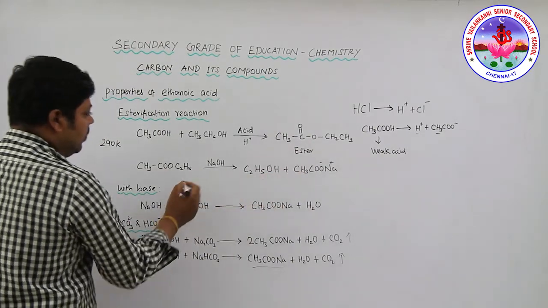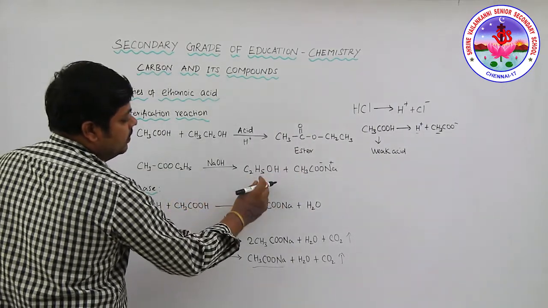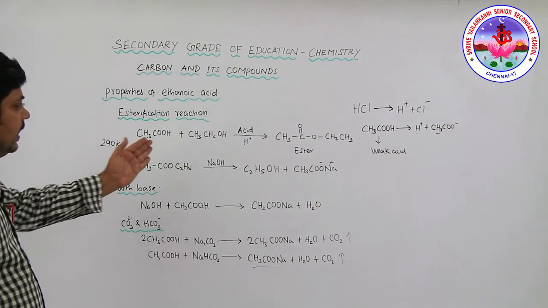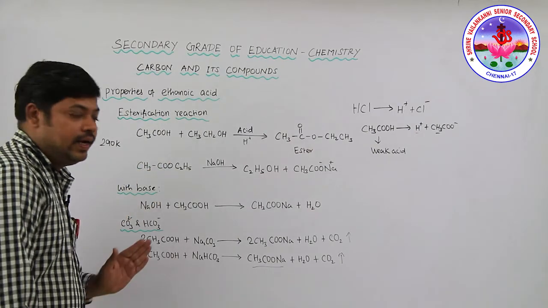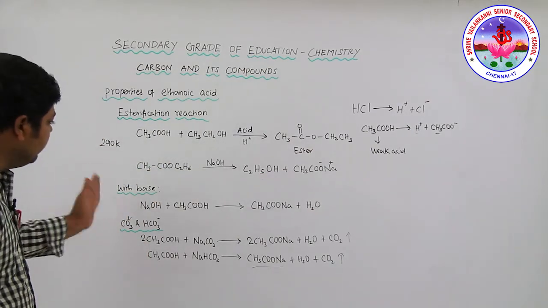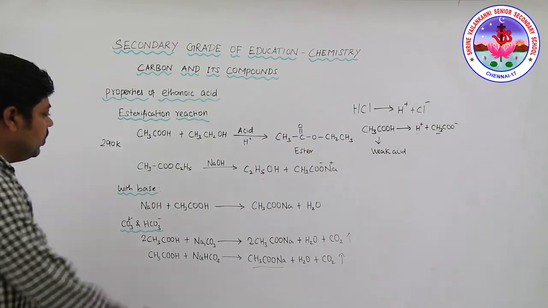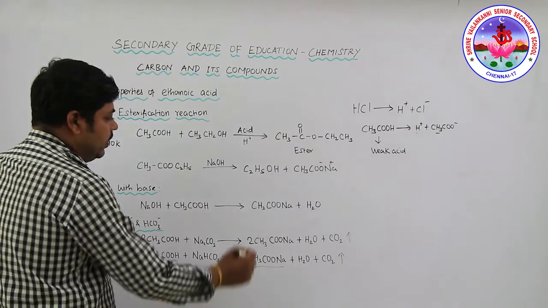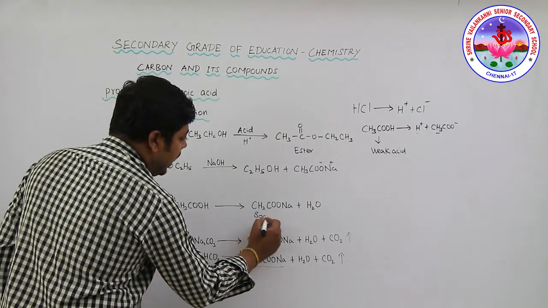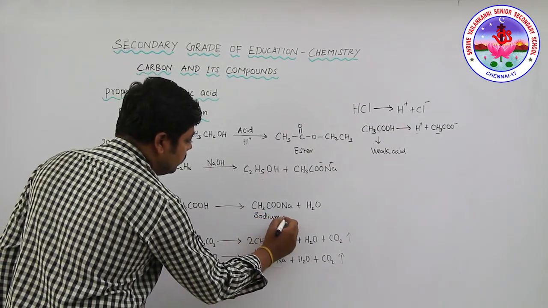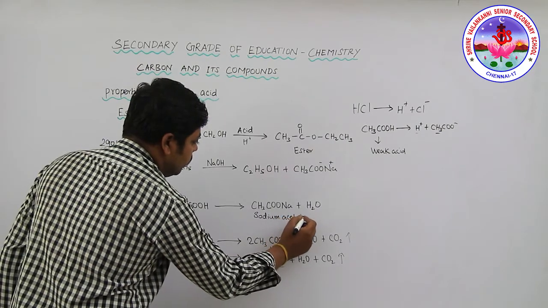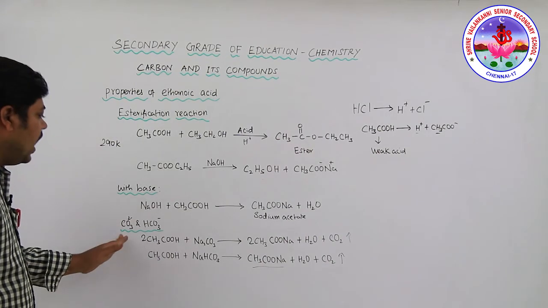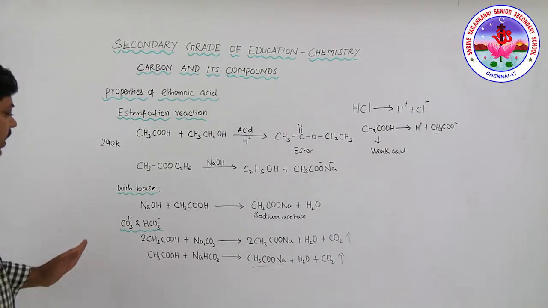Then the ester treated with base will give the alcohol and the sodium acetate. So this reaction is called the esterification reaction. Then the reaction with base: when sodium hydroxide is treated with the acetic acid, it produces sodium acetate and water. This is sodium acetate. Then the reaction with carbonate and the hydrogen carbonate.